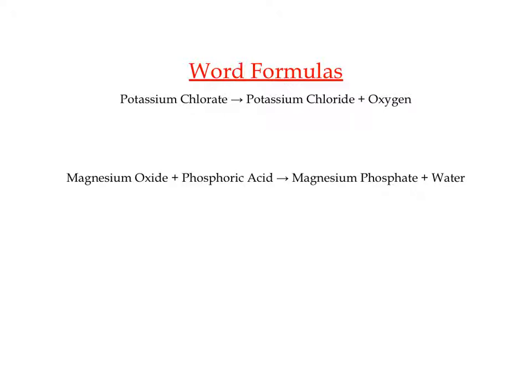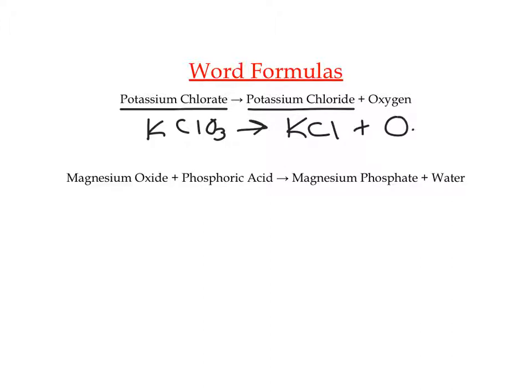Okay, so for the first one, I have potassium chlorate. So potassium chlorate is KClO3, and when I cross their charges, that's the formula for it. And then on this side, I have potassium chloride, which is KCl. Cross the charges, they're both 1s. Plus oxygen, which is O2. I now have to balance the equation to take care of the difference. So I need a 2 there and a 3 there, and I would need a 2 there.